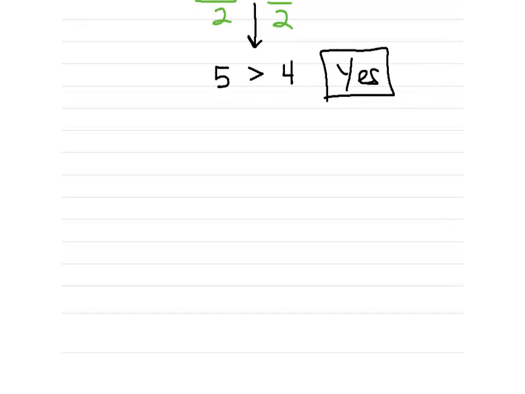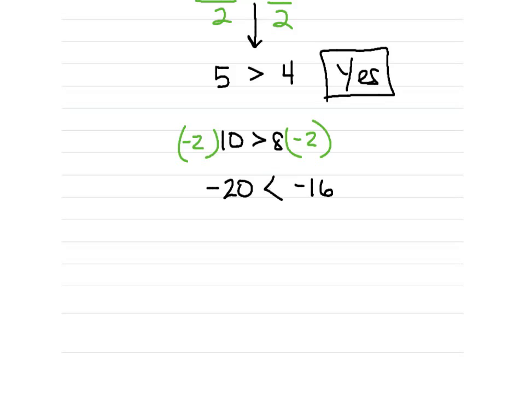So now let's look at the same inequality. 10 is greater than 8. And let's just do this exercise to show you what happens. Let's multiply both sides this time by a negative integer, by negative 2. So negative 20 here and negative 16. Is it true that negative 20 is greater than negative 16? No. So what you need to do is bring down the opposite symbol. Negative 20 is smaller than negative 16. Okay, so notice that you have to flip the inequality when you are multiplying by a negative.